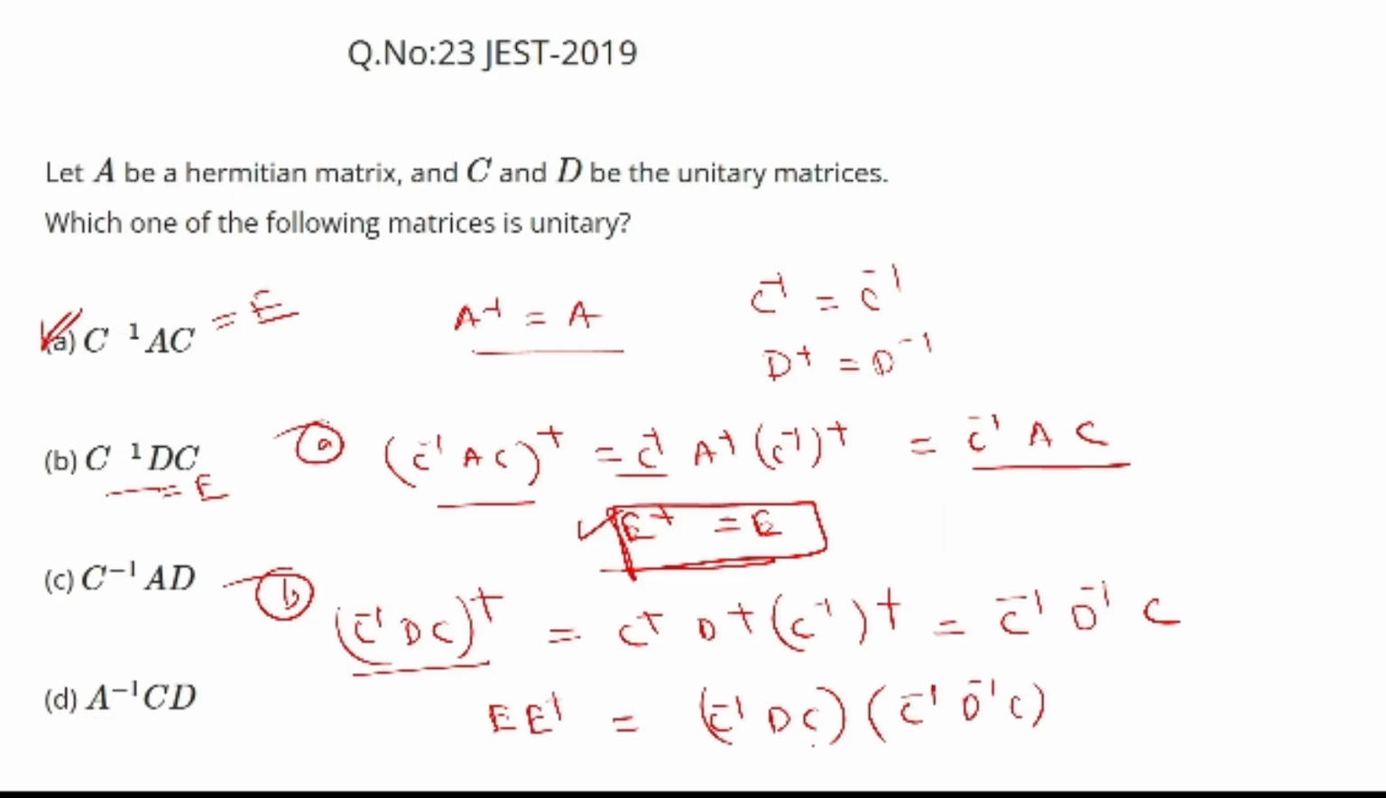If we multiply C into C inverse, what? Identity 1. Again D into D inverse is 1, and C into C inverse again 1, so it will be I, that is the unitary matrix. So obviously option B will be the correct one. Which is the unitary? Option B is the unitary matrix.